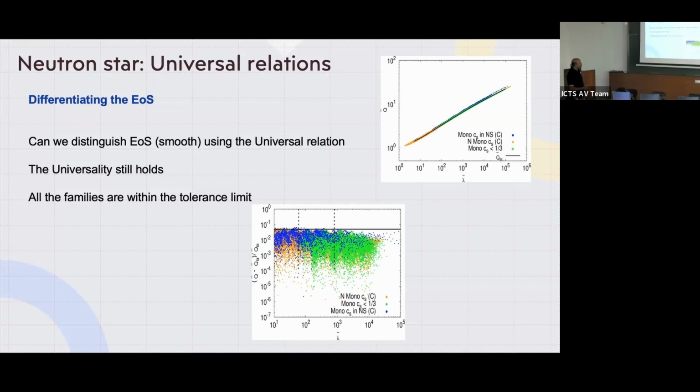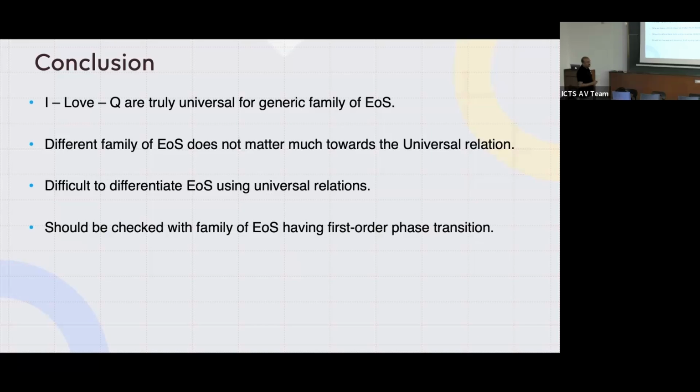So the universality still holds, and we can see that they are also satisfying the 5% tolerance limit that we have set as our benchmark. All the different types of equation of state were within the tolerance limit. So smooth equations of state, whatever they may be, hold this universal relation. So our attempt to use the universal relation to differentiate the equation of state failed.